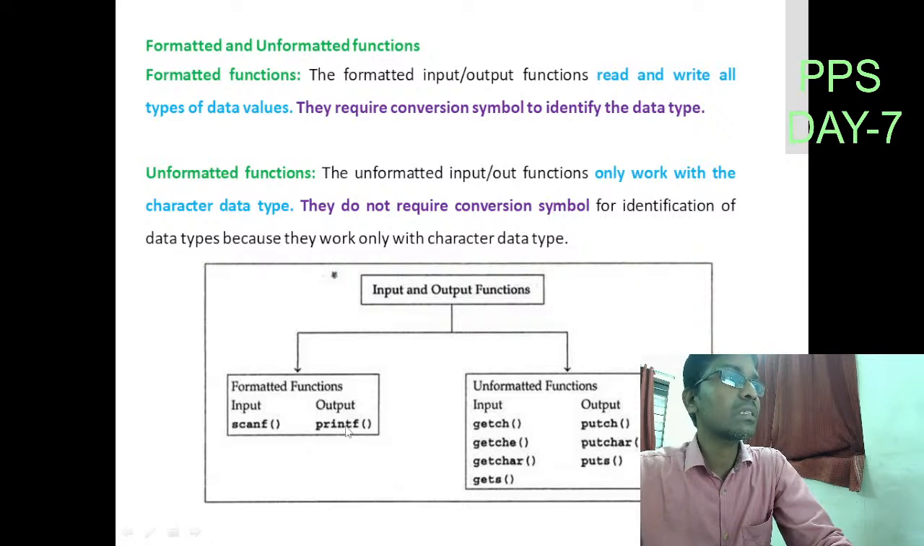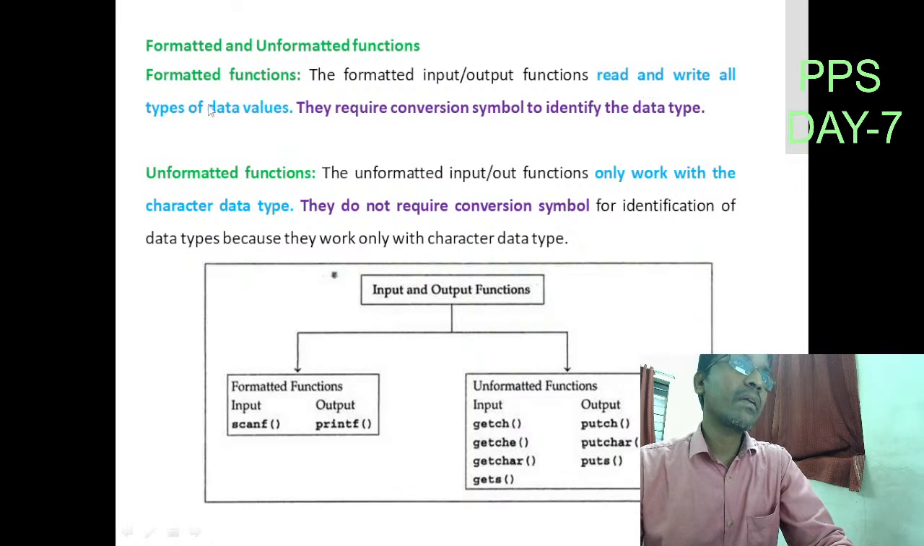For that you have to use a conversion symbol to identify the data types. For example, if you are using an integer data type, the conversion symbol is %d. If you are using a character data type, the conversion symbol is %c or %s. And if you are using a float data type, the conversion symbol is %f.